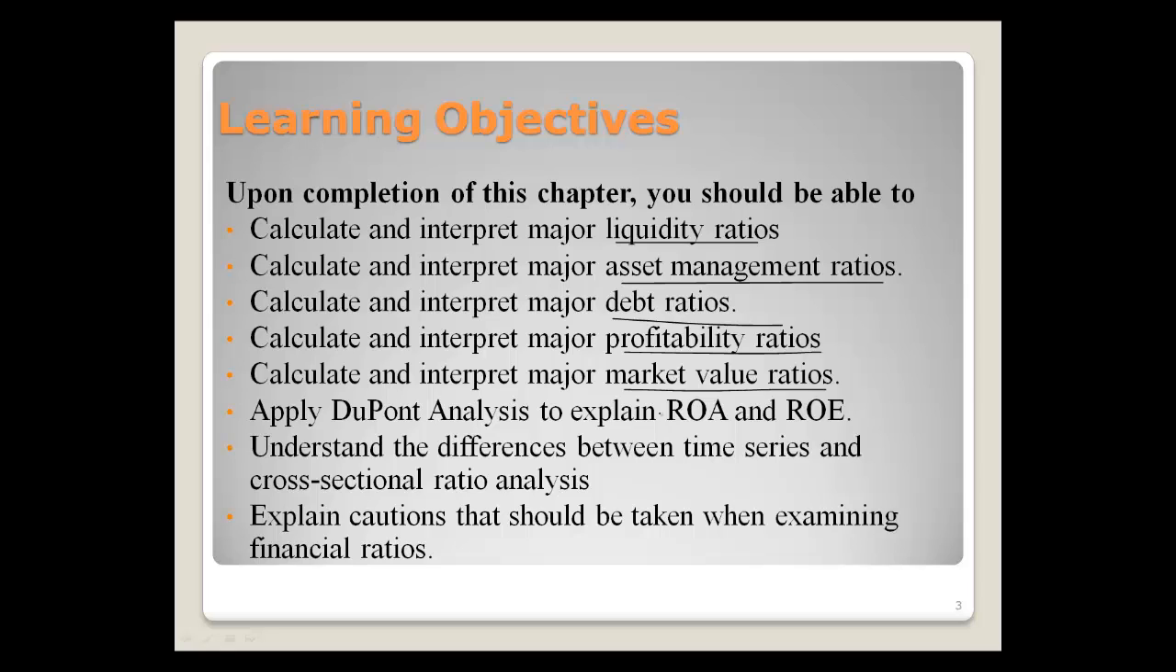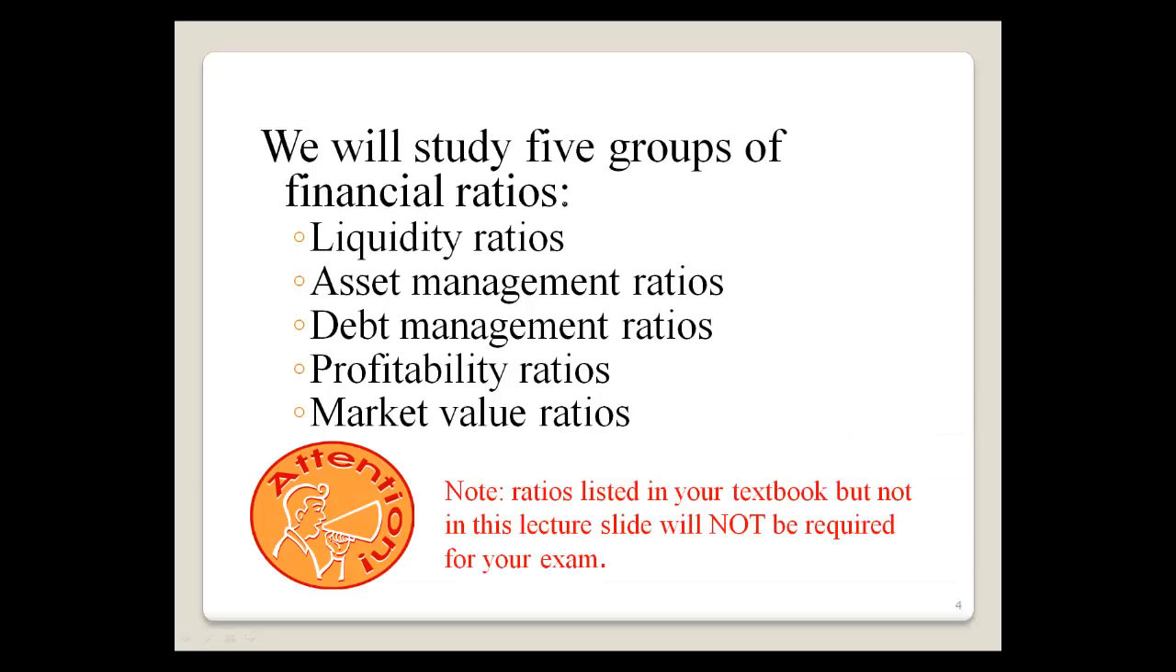try to also explain what is a so-called time series analysis, what is a so-called cross-sectional ratio analysis, and we will also apply DuPont analysis to look at a company's ROA and ROE. And of course, before that, we need to know what is ROA and ROE. So 5 groups of ratios: liquidity ratios, asset management ratios, debt management ratios, profitability ratios, and market value ratios. We'll start one by one.